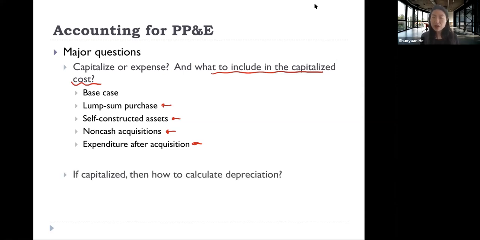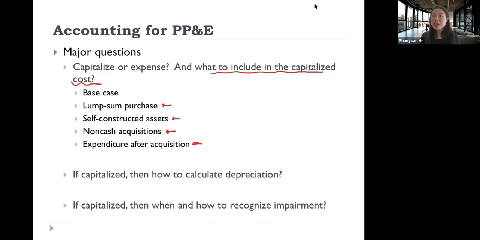The second major accounting question is, if the firm decides to capitalize an item, then how to calculate depreciation? This question will be irrelevant if the firm decides to expense an item. There will be no issue of depreciation because the asset is just expensed right away in the period when it is acquired. However, if the firm decides to capitalize an item, then we have the issue of depreciation.